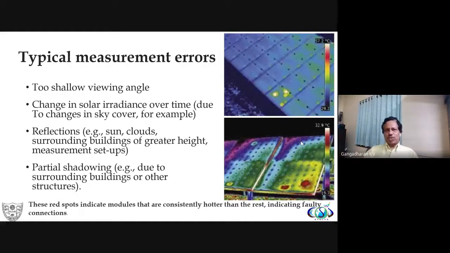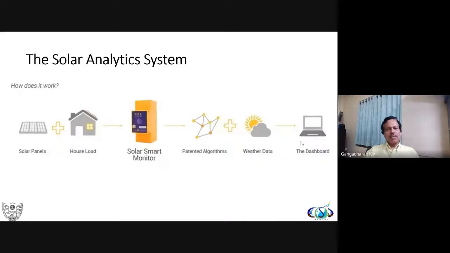Partial shadowing is something which we saw. Sometimes a partial shadow can come, either from a building or a structure. Only at some times this can come, depending upon where the sun is. So that also creates a lot of issues. These are typical measurement issues which we saw in practice. So this alone is not sufficient.